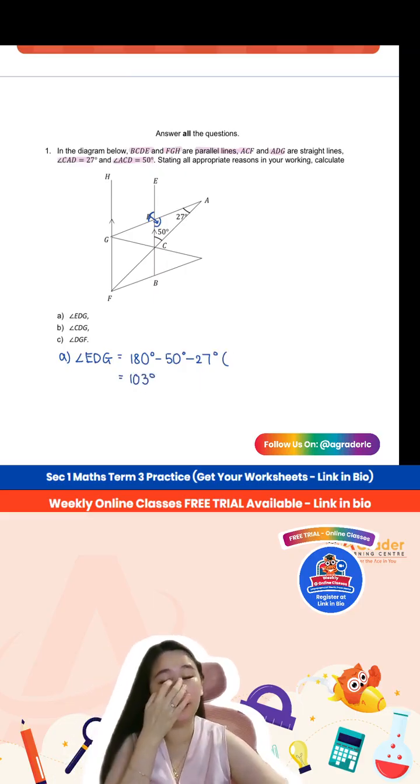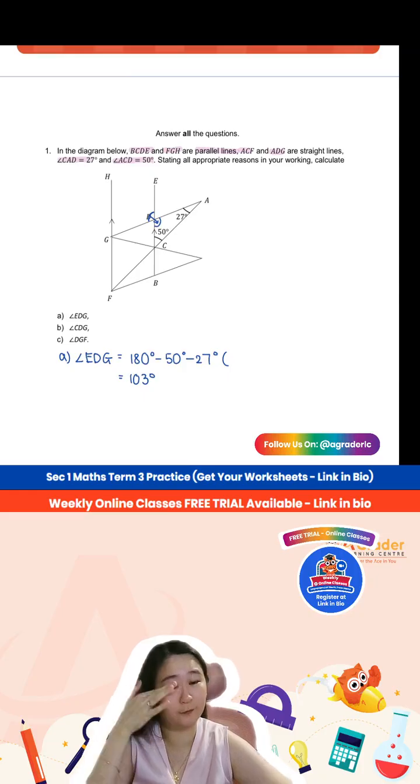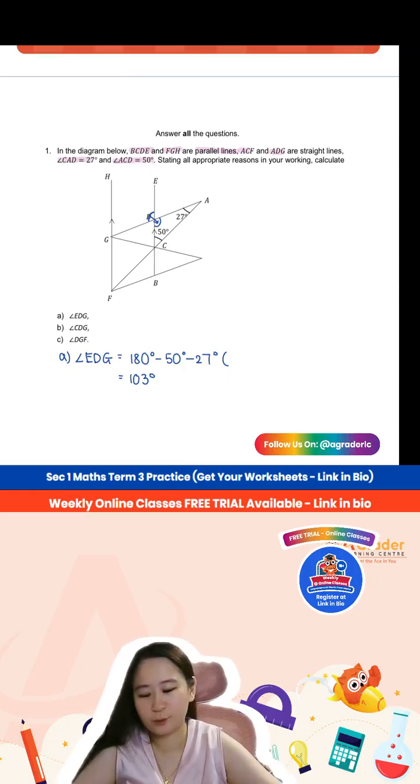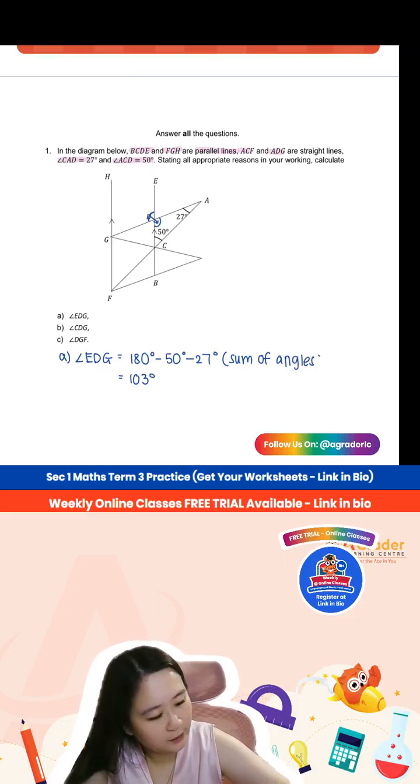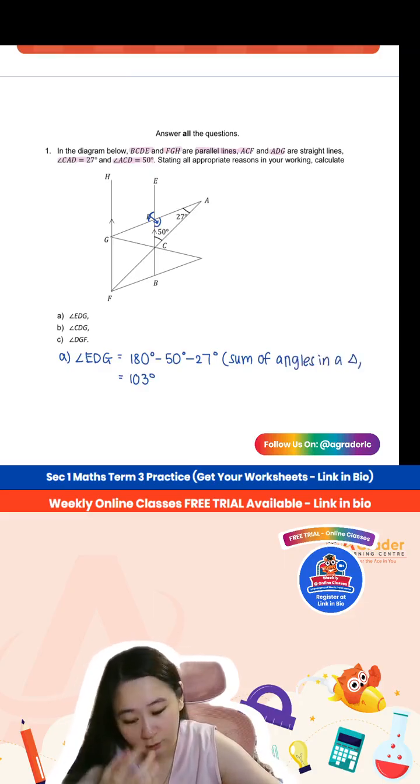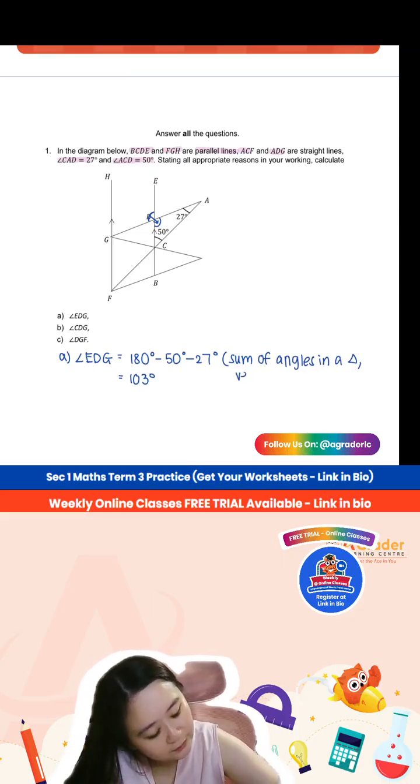So in secondary levels, you have to write down the properties that you have used, unlike primary school. In primary school, you don't have to write the reasonings. So you applied sum of angles in a triangle here, and also vertically opposite angles.